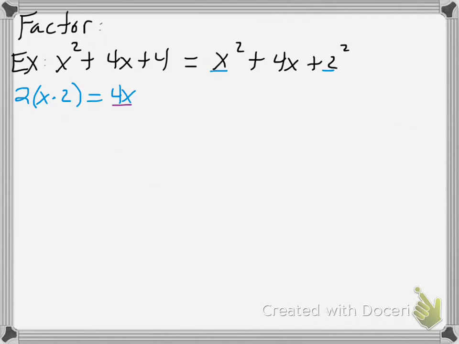Okay. So your two bases are x and 2. If I take twice that, I get 4x, and that is exactly the linear term. That tells us it's a perfect square trinomial. And we get x plus 2 quantity squared.